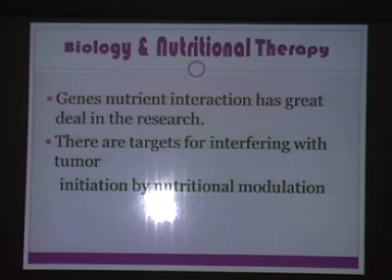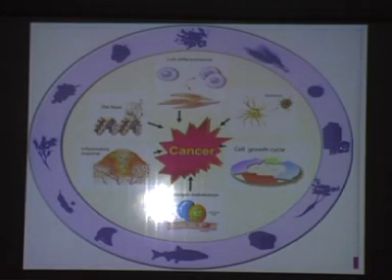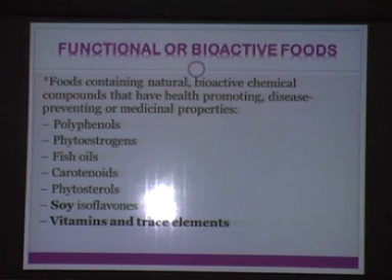Gene-nutrient interaction has been a great focus of basic science research. There are targets for interfering with tumor initiation by nutritional modulation. These are the major signaling pathways deregulated in cancer. They include disturbance of differentiation, apoptosis, cell growth, angiogenesis, carcinogen metabolism, and DNA repair. All these signaling pathways can be affected by nutrition. How does this actually occur? Through bioactive food, or functional food.